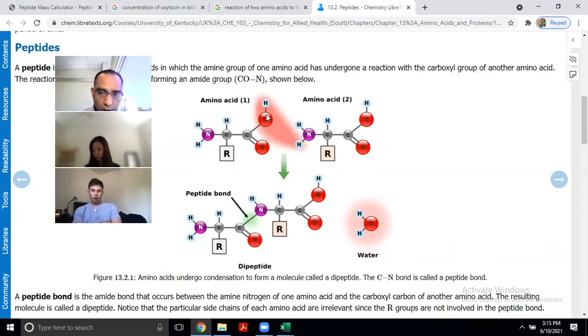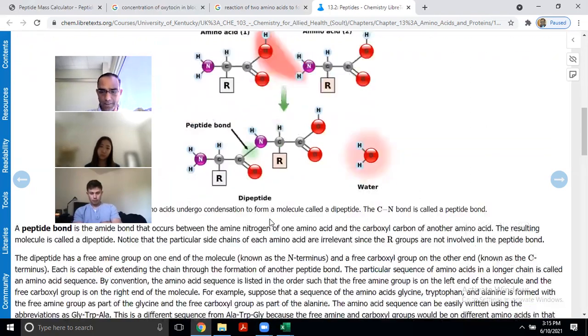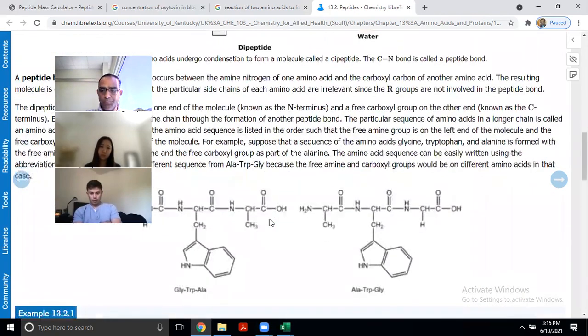Got it? So if this is any other carboxylic group and any other amino group and they make a bond, we will call this bond an amide bond. But if it is between two amino acids, what will I call this? Peptide bond. Now my question is, so this is the story here.